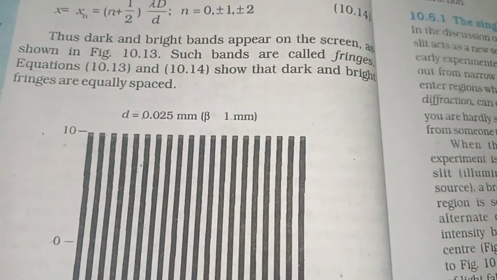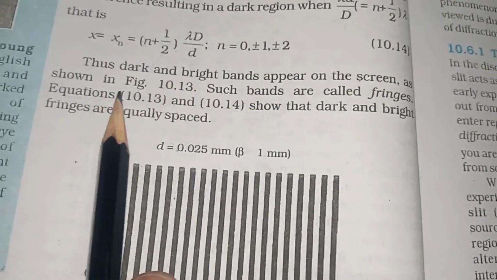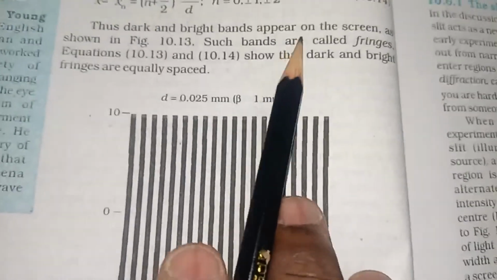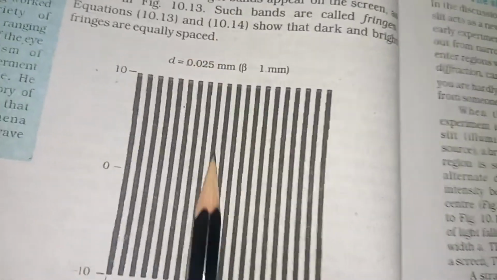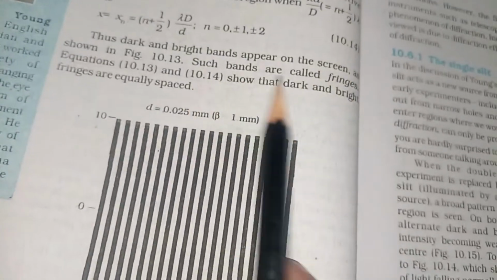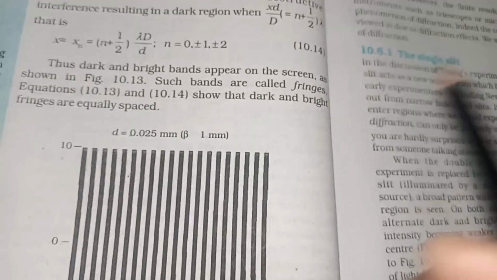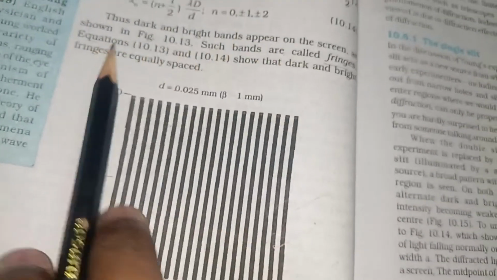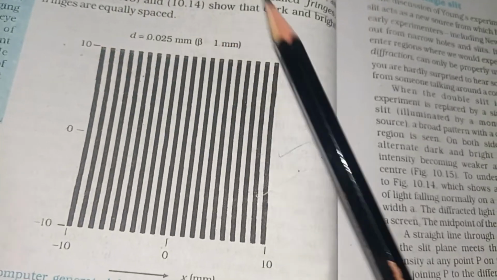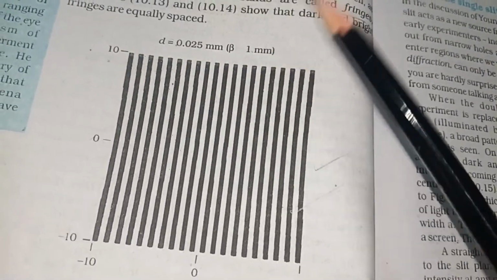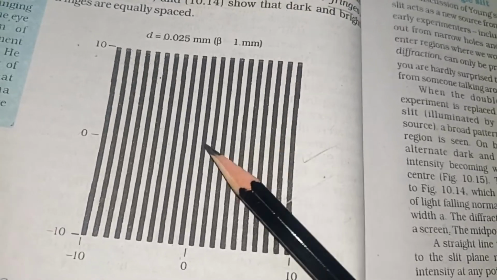Thus, very good. These dark and bright bands appear on the screen as shown in figure 10.13. In this figure we can see such bands are called fringes. Now equations 10.13 and 10.14 show that dark and bright fringes are equally spaced, having equal spacing.